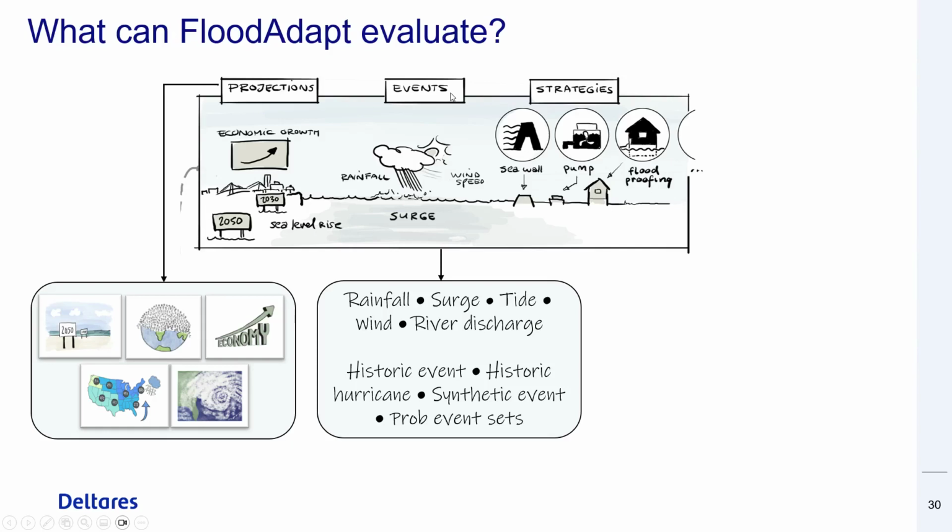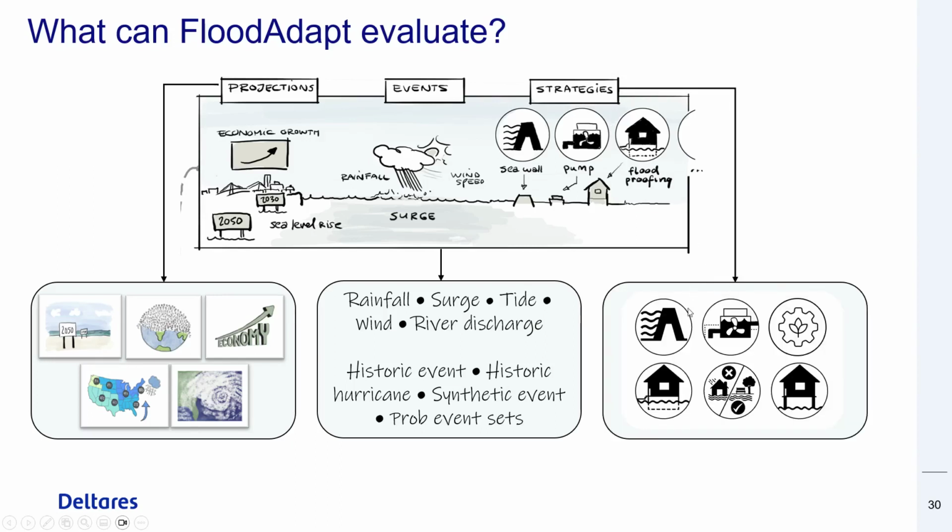You can also run a lot of types of events. Rainfall, surge, tide, wind, and river discharge can all be simulated by the underlying Sphinx model. You can choose historic events, pulling data from NOAA gauges automatically. You can do hurricanes like I showed you. You can do any synthetic events. You can come up with any what-if event yourself, or you can put in a set of events if you want to do probabilistic risk analysis and calculate those return period flood maps that we're all familiar with.